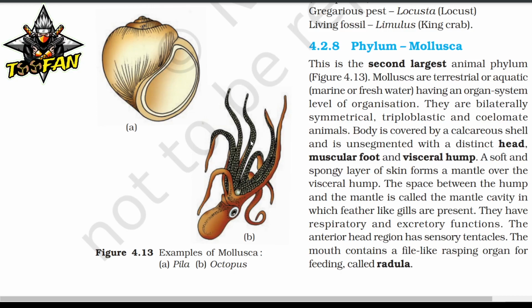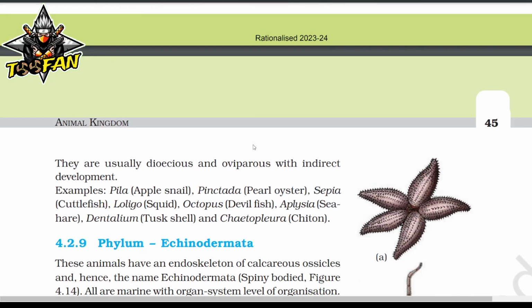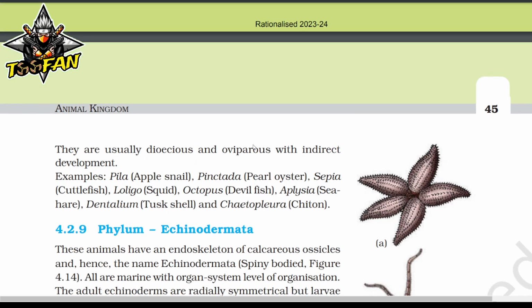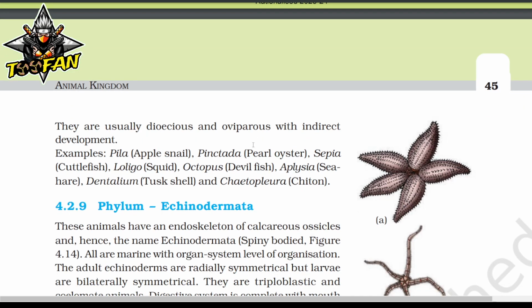They have respiratory and excretory function. The anterior head region has sensory tentacles. The mouth contains a file-like rasping organ for feeding called radula. They are usually dioecious and oviparous with indirect development. Examples: Pila, Pinctada, Sepia, Loligo, Octopus, Aplysia, Dentalium, and Chaetopleura.